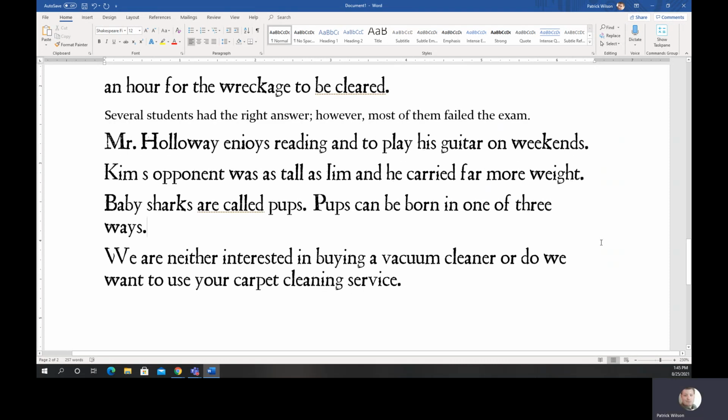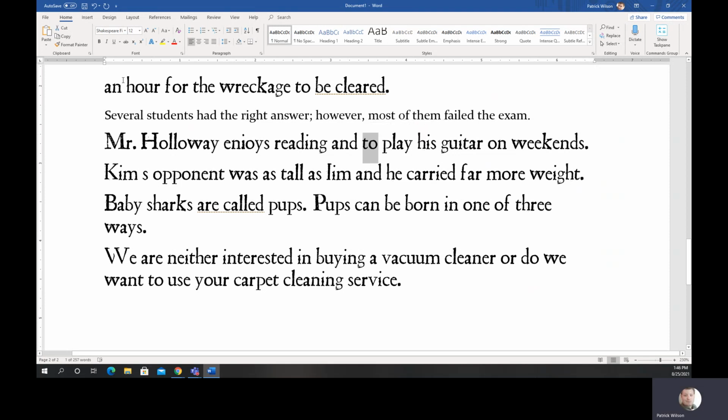If we look at our next sentence, we are really dealing with faulty parallelism here, because it says Mr. Holloway enjoys reading and to play his guitar on weekends. The issue is, if you look, we have reading with an ing, but then we have to play, right? So since we begin with this ing, what they also call a present participle, we really need to get rid of our infinitive here, to play.